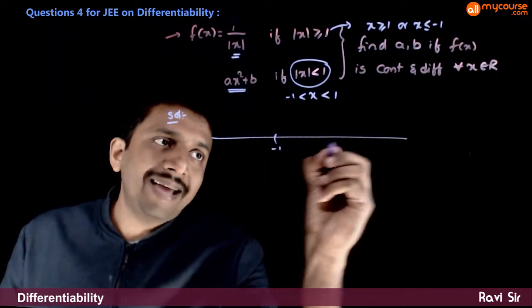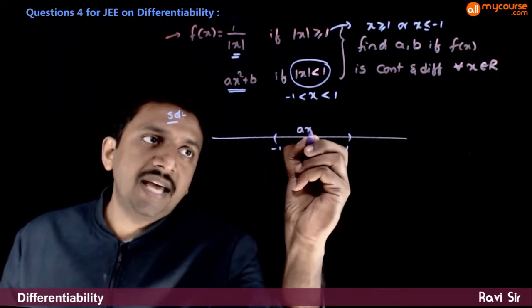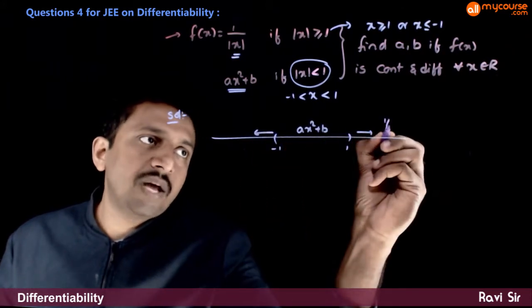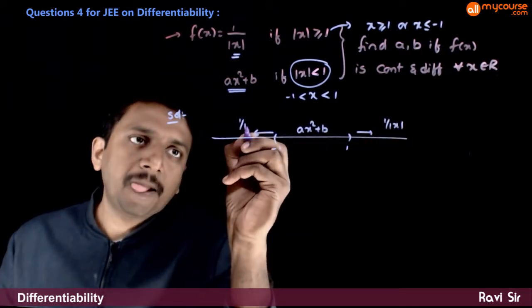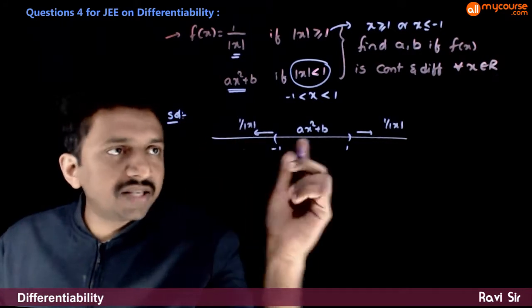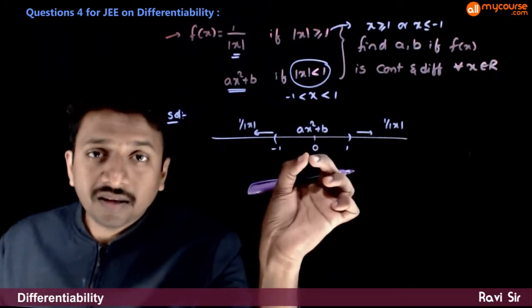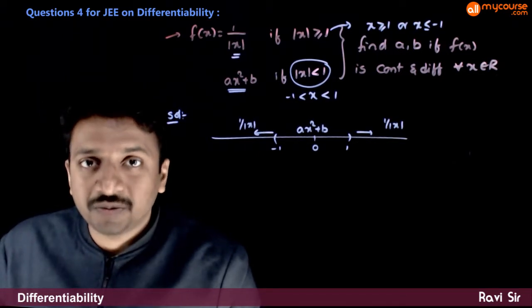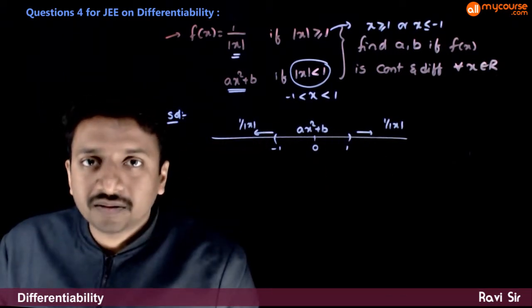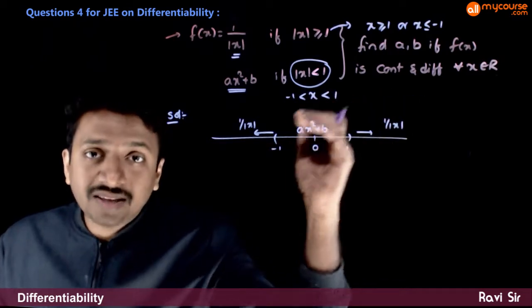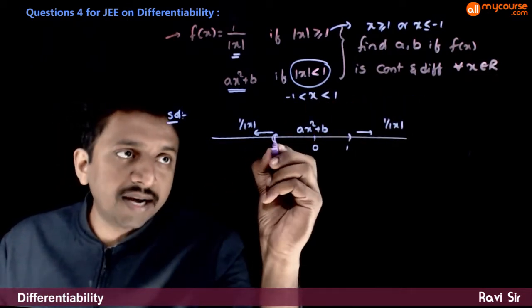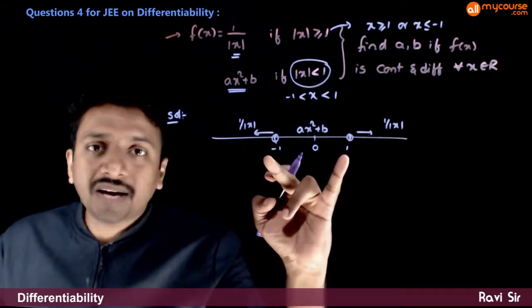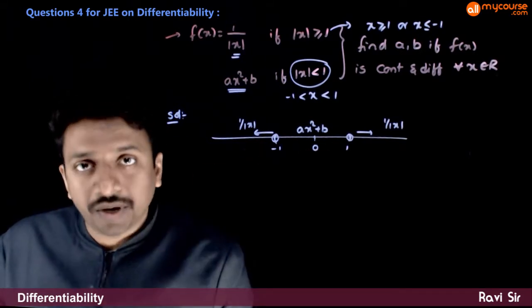So within minus 1 to plus 1, the definition is ax square plus b. And outside this, the definition is 1 by mod x. So 1 by mod x is not defined in the neighborhood of 0, hence there are no problems of continuity and differentiability within this interval. So if at all there are some problems, they have to occur at minus 1 and plus 1. So let us try to ensure continuity and differentiability at these 2 points.